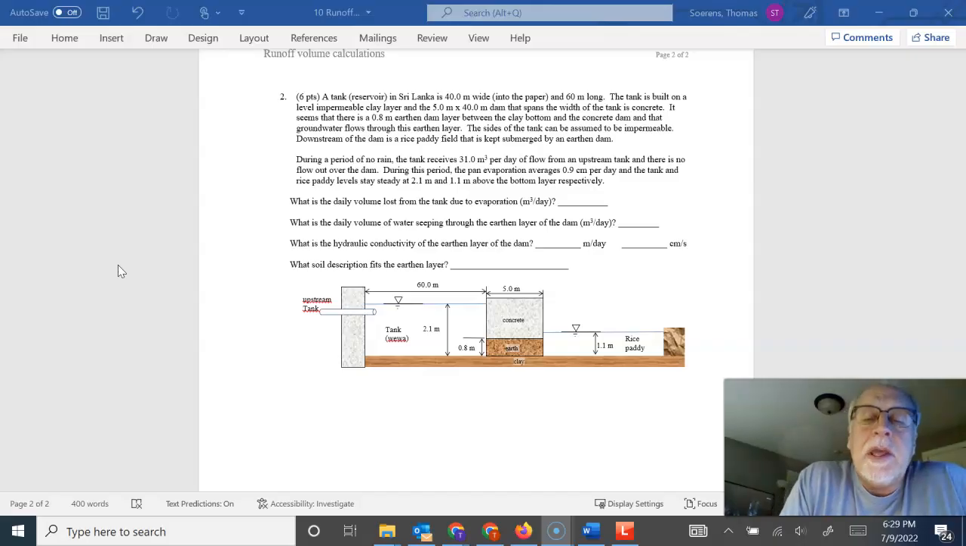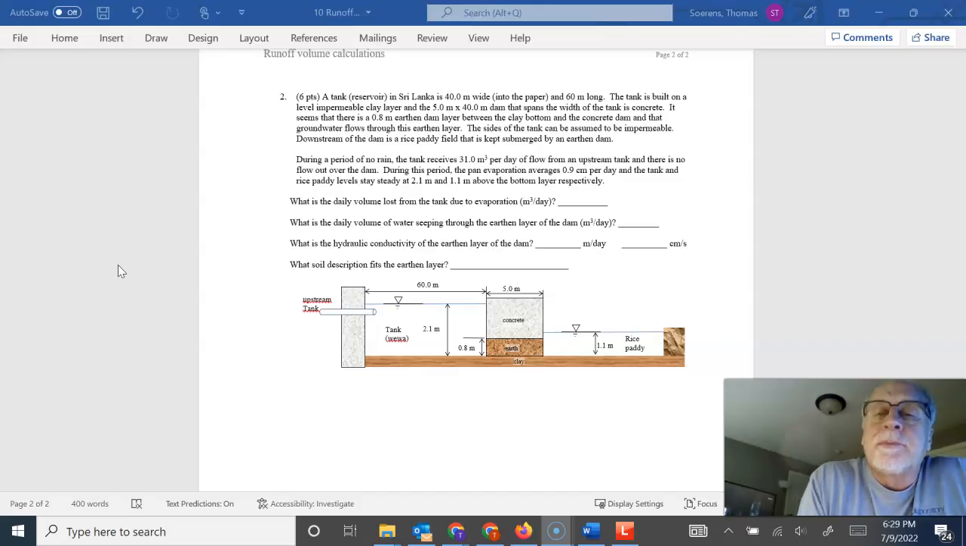There is a 0.8 meter layer there that the water actually flows through, so the water doesn't flow through the concrete, it flows through this area here. The sides of the tank, again, the end that's facing us and the other end can be assumed to be impermeable, so the only way the water gets out of here is through the earthen layer, except that there's pan evaporation. What's pan evaporation? We didn't talk about that.